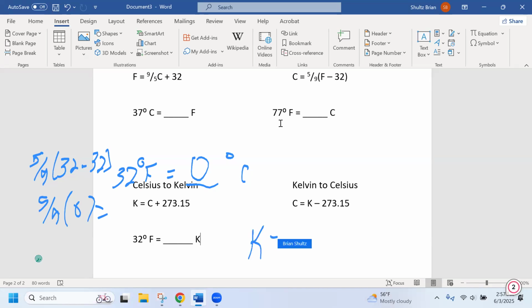So then I can use my formula to find the degrees Kelvin. K equals 0 plus 273.15. So it is 273.15 degrees Kelvin.